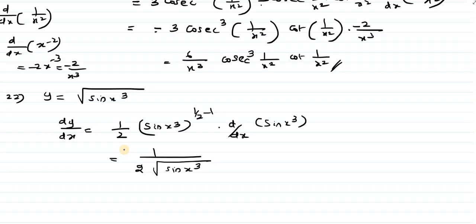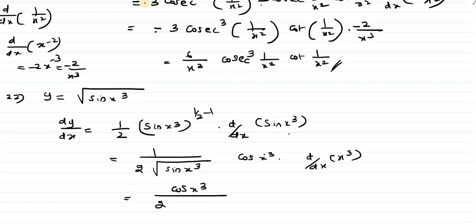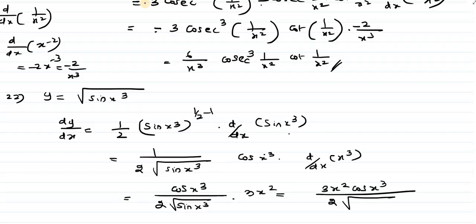Differentiation of root x is what? 1 by 2 root x. Differentiation of under root function, the same thing we are getting. Only thing is we are differentiating the function again. So here cos x cube, d by dx of x cube. First function and then angle. So cos x cube by 2 root sine x cube. Differentiation of x cube is 3x square. So 3x square cos x cube by 2 under root sine x cube. Clear? In this any doubt you can tell me.